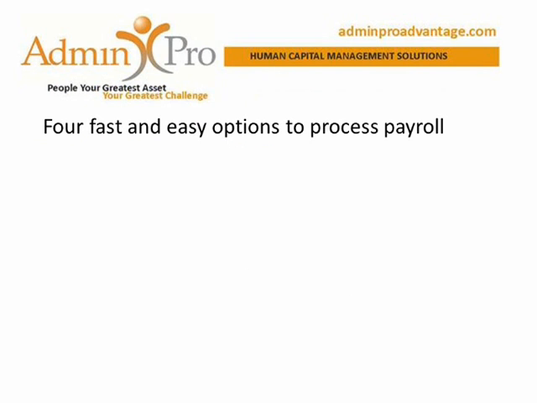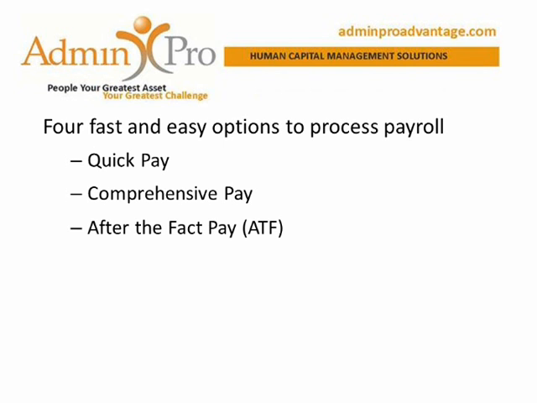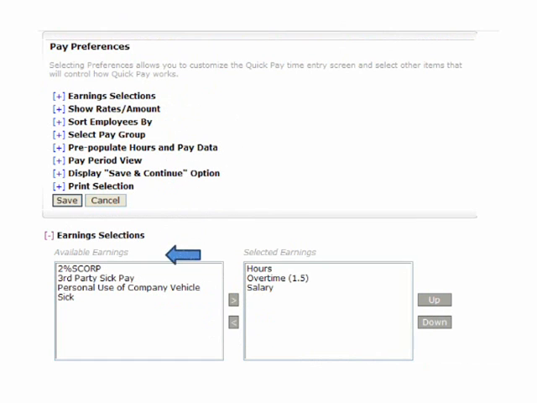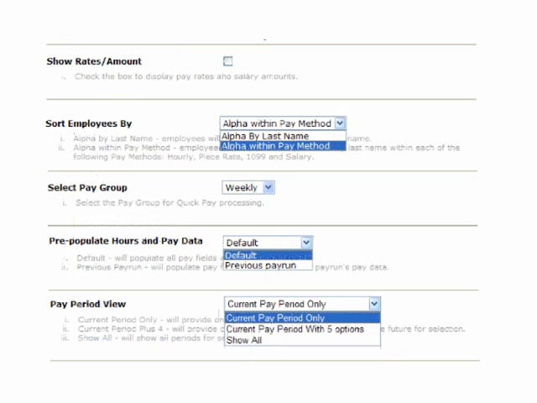There are 4 fast and easy options to process payroll: Quick Pay, comprehensive pay, after-the-fact pay, and time card import. In all four cases, the first action is to set up the pay preferences. This determines the screen layout per the user.